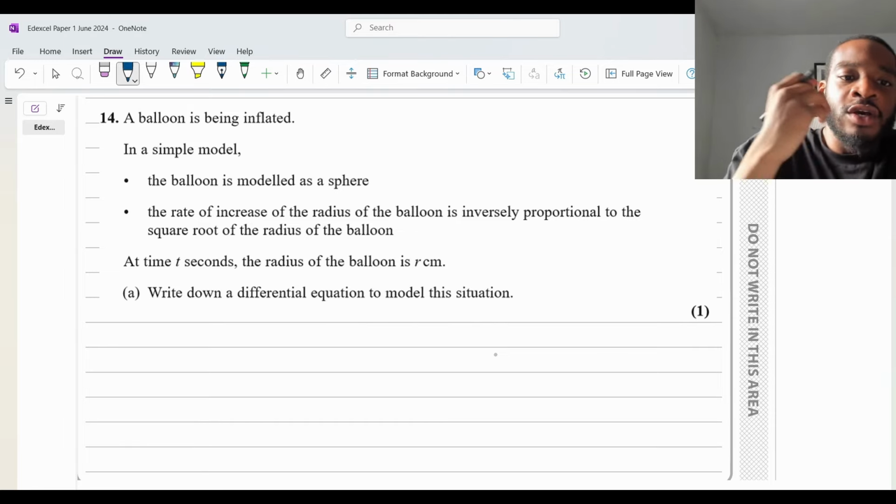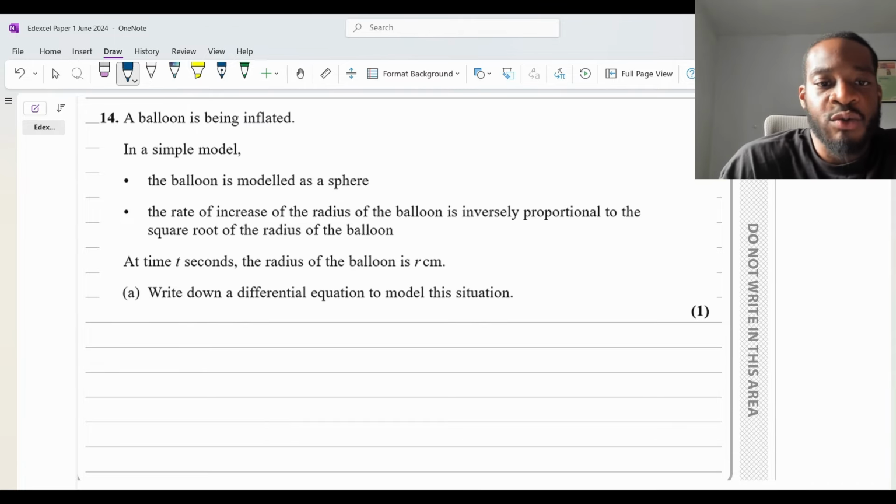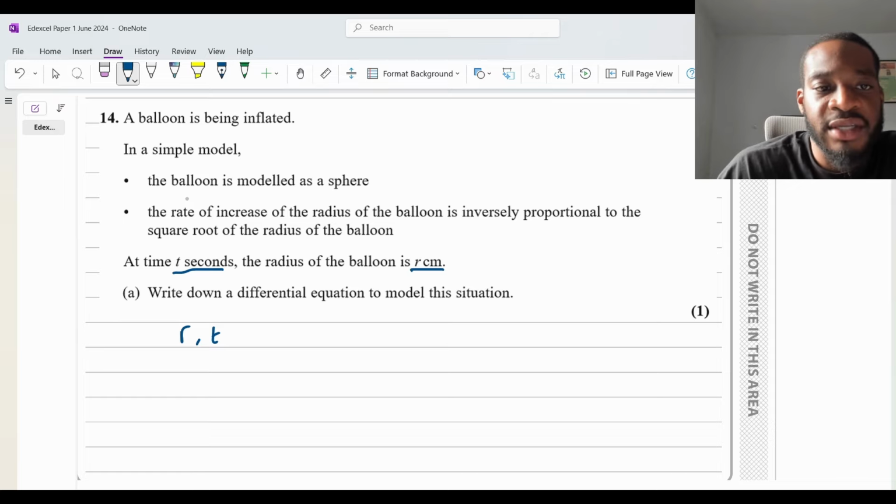Okay, so differential equations, right? What are we dealing with here? What variables, right? We're dealing with the radius, right? And this is at time t seconds. So our variables are definitely going to be r and t. Now, we want a differential equation, so we need a derivative. Let's look at the bullet points, right? The ball is being modeled as a sphere, it's being inflated. The rate of increase, right, of the radius, right?